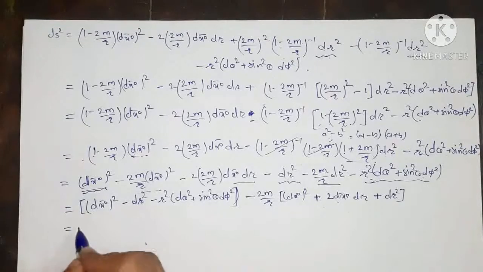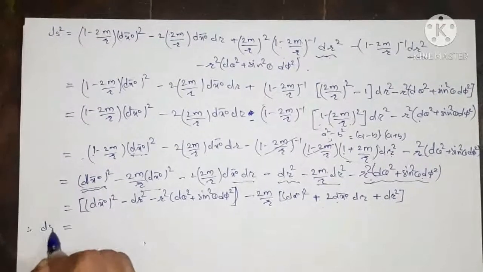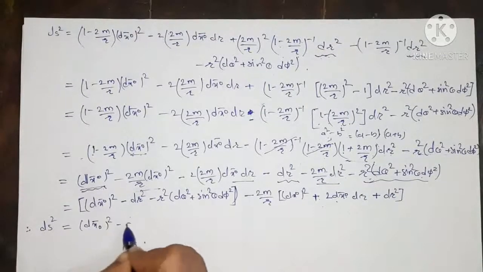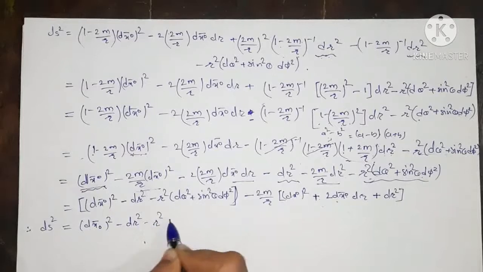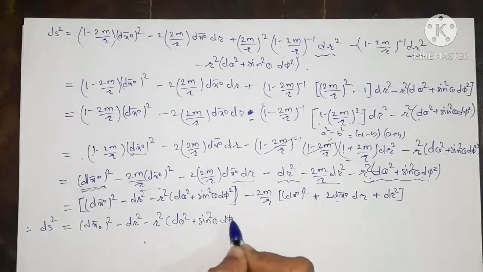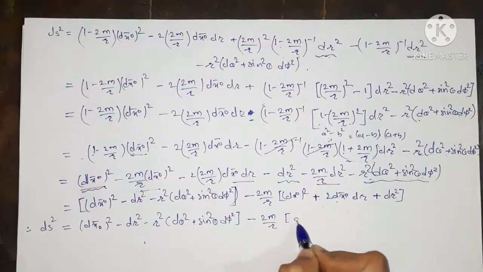Now this is equal to, that is ds squared equals dx0 bar squared minus dr squared minus r squared in bracket (d theta squared plus sine squared theta d phi squared) minus 2m/r in bracket dx0.